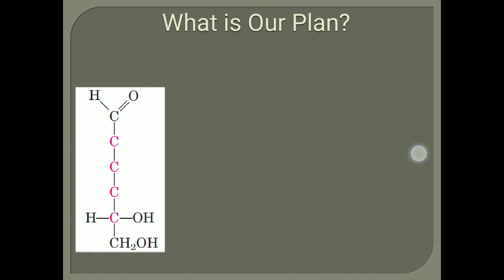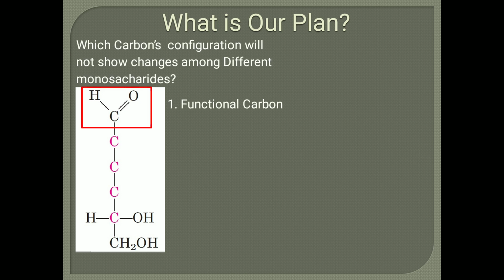Those carbons are, first, the functional group carbon. We know that the aldose functional group, CHO, will be on the first position, and that is the first carbon that we will be avoiding. We will not be considering it because it is common for all monosaccharides.